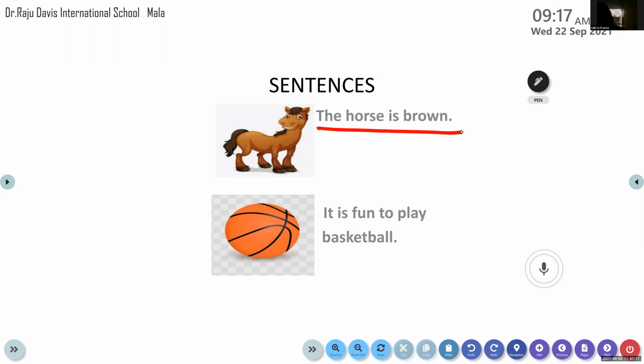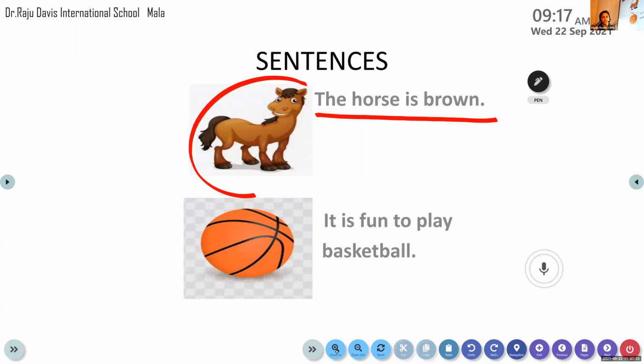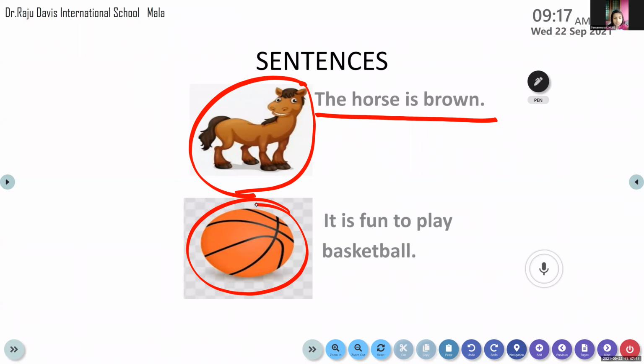So a sentence tells us more about something. Here is a picture of a horse. So a sentence tells us more about the horse. The horse is brown. Here in this picture, you can see a basketball. So it is fun to play basketball. So it is a sentence.